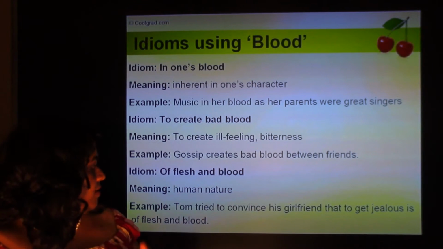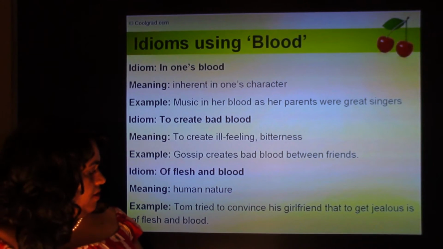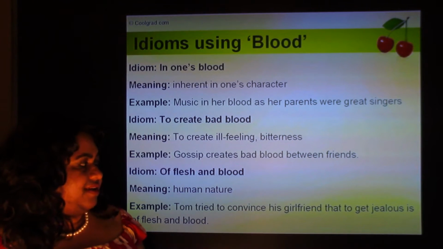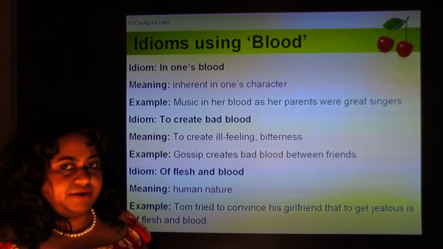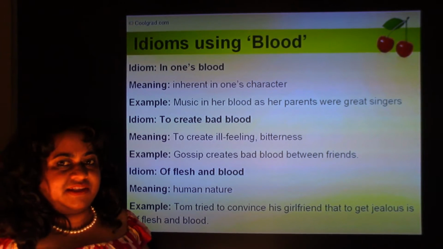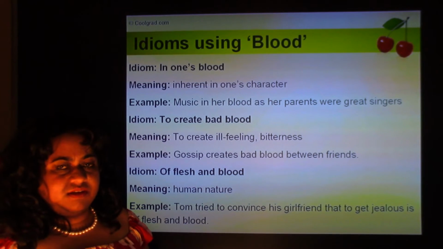Idiom: of flesh and blood, means human nature. For example, Tom tried to convince his girlfriend that to get jealous is of flesh and blood. Means it's human nature to get jealous.